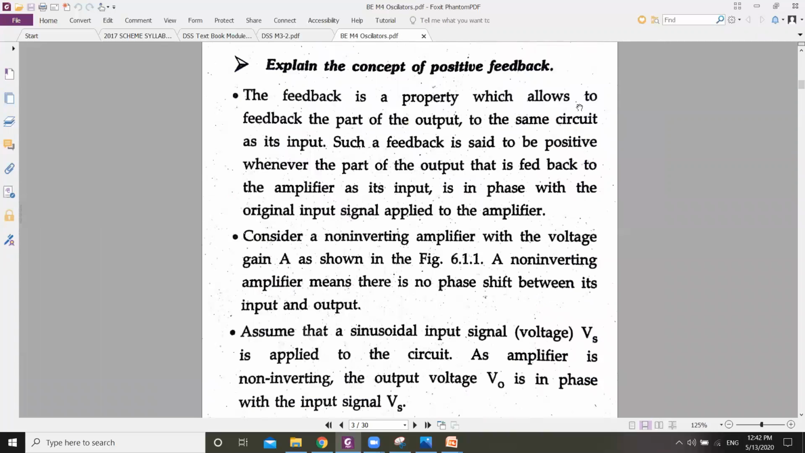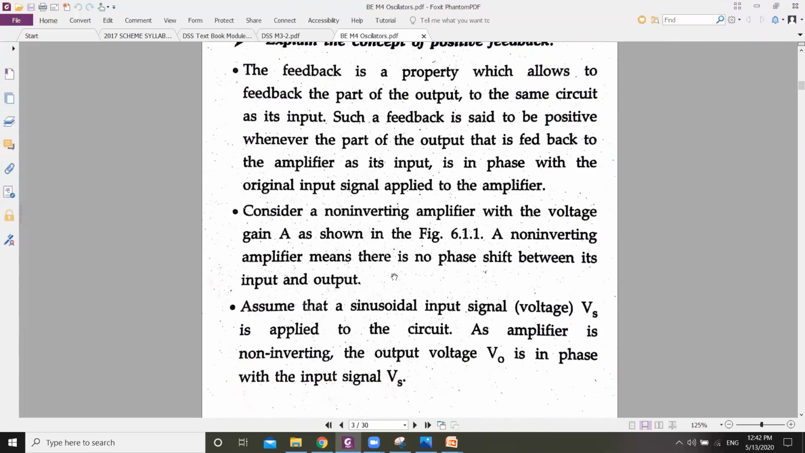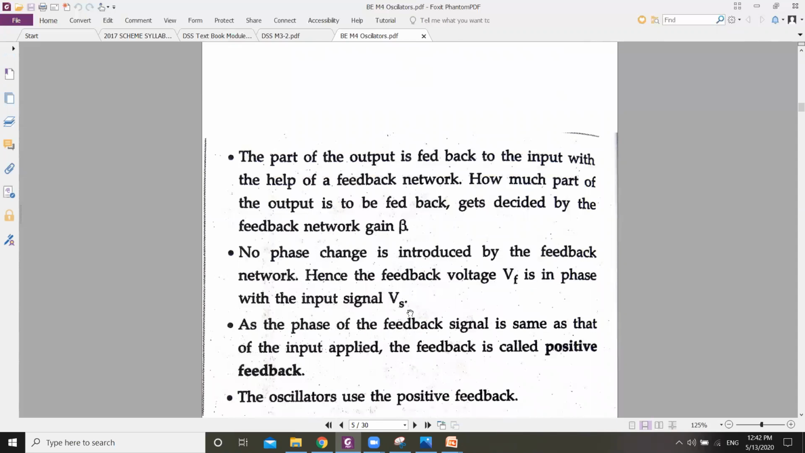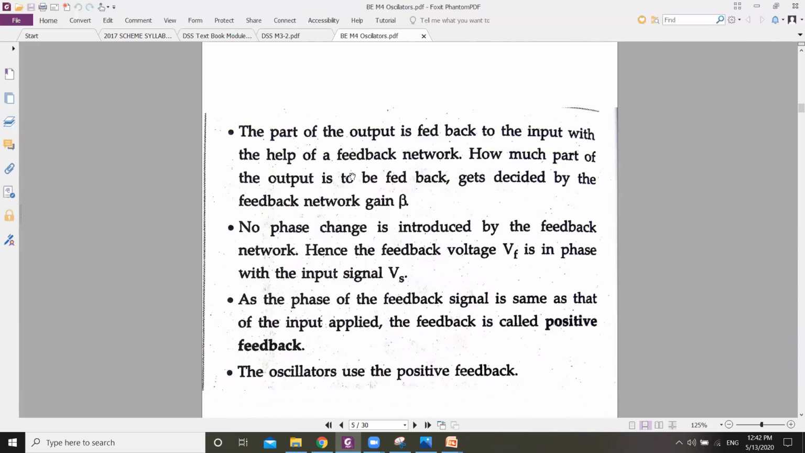So that is what it is trying to say over here. Positive feedback is a property which allows part of the output to be fed back to the input side. And when we say positive feedback, the meaning is that the feedback signal and the input signal are both in phase, both having the same phase. Now he is explaining about that figure only. He is considering a non-inverting amplifier. So this is all about the concept of positive feedback. Let us see further what he is saying.